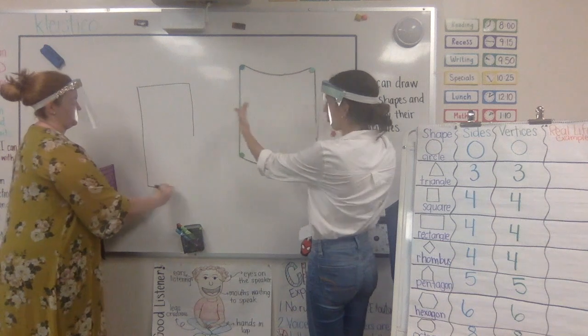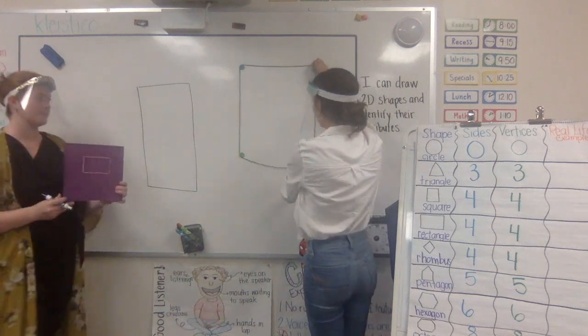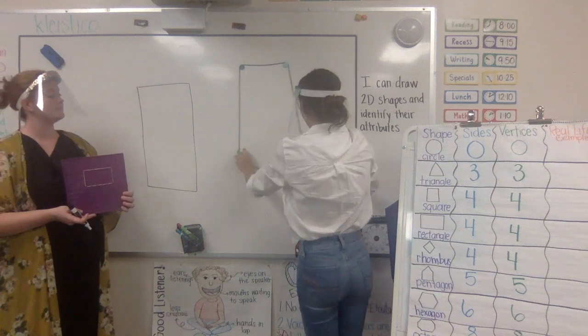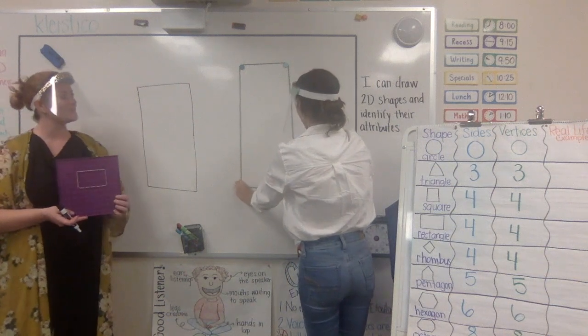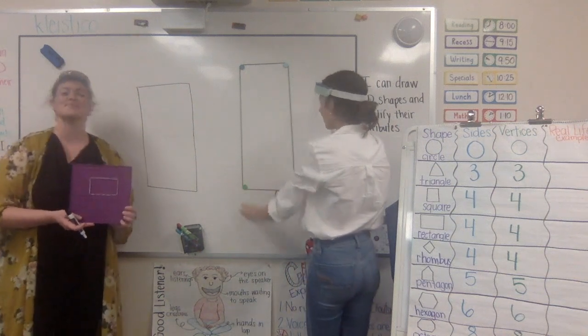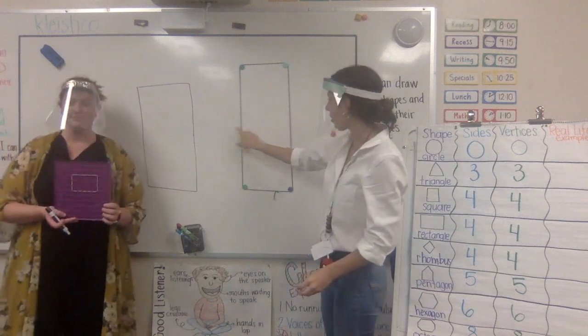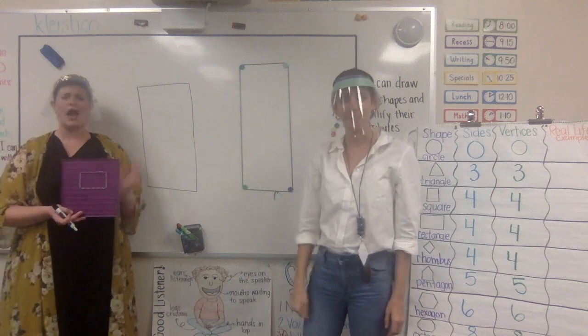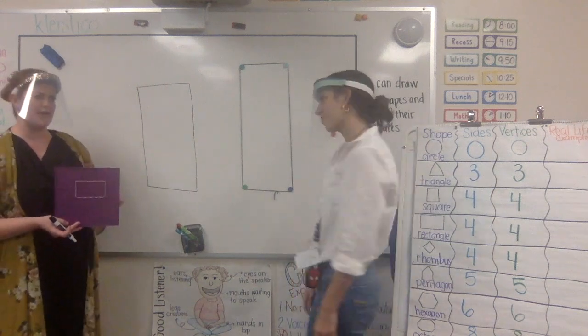So Miss Lime made hers wider. Let's see what you would have to do to make it longer. Well, if I scooted these in a little bit and then scooted these down, oh, I have a rectangle now because I have 4 sides and 4 vertices. I remember one more quadrilateral, Miss Lestico.